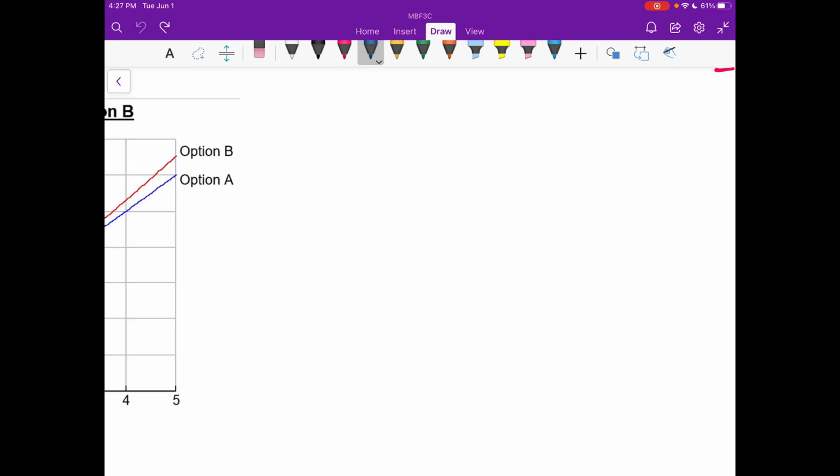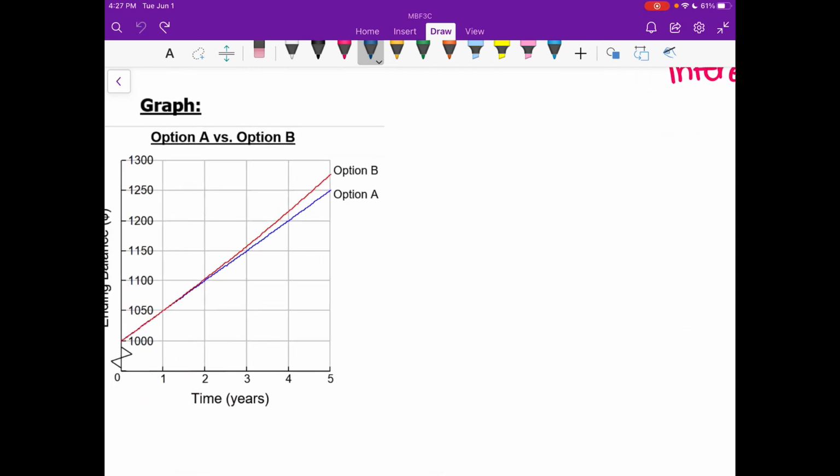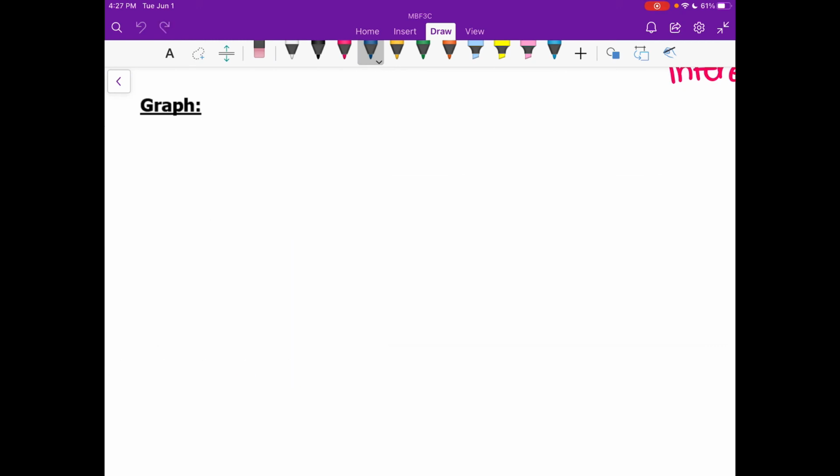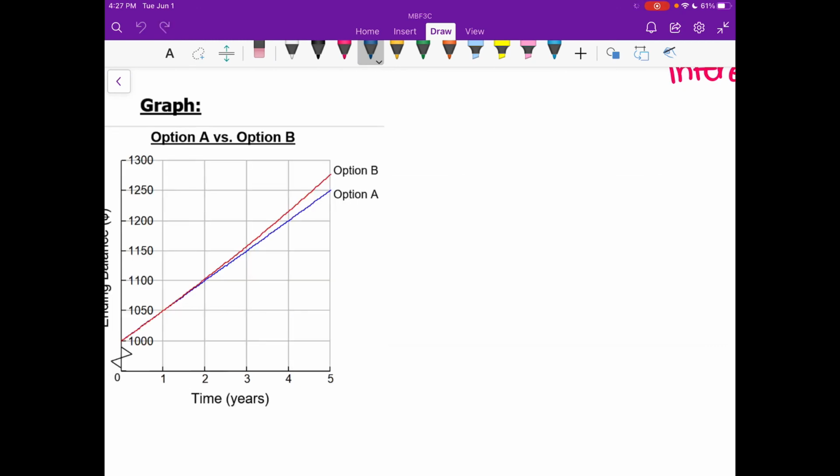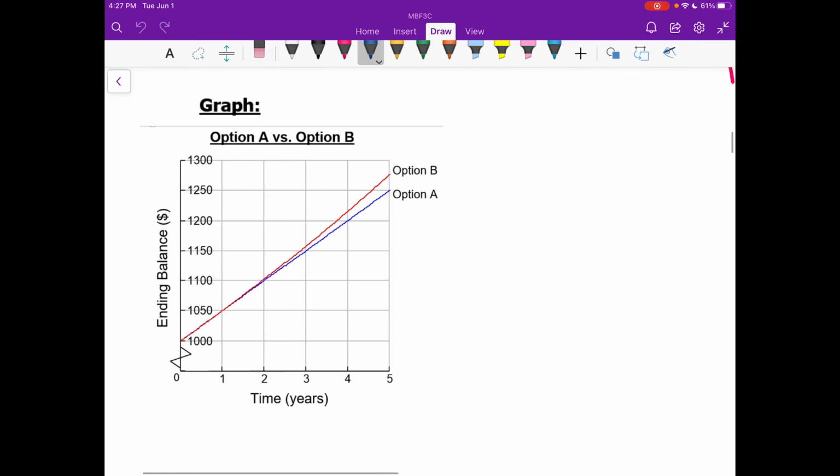So option A is a very safe choice. It's going to go up the same amount every year. You know you're going to make $50 every year, right? Whereas option B here starts off about the same, so there's not that big of a difference. It's only like $5, $15 more.